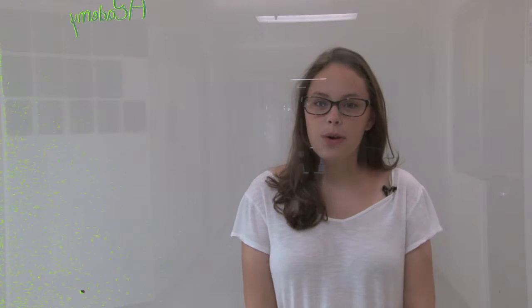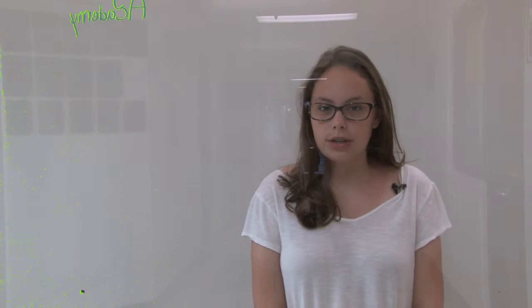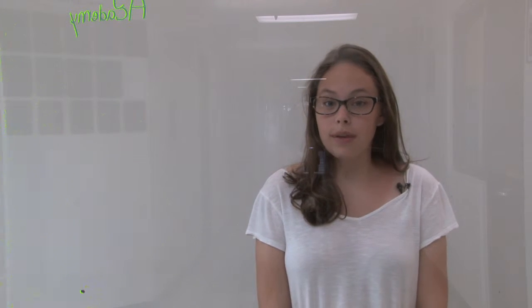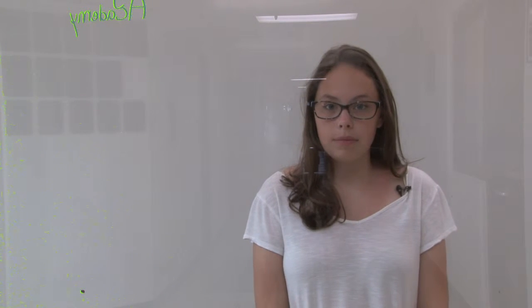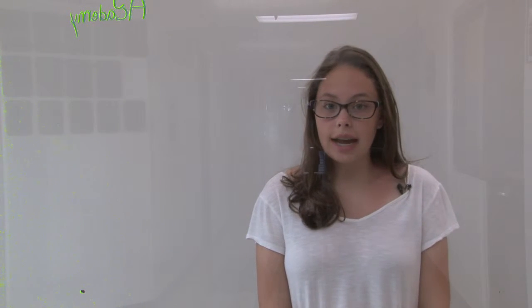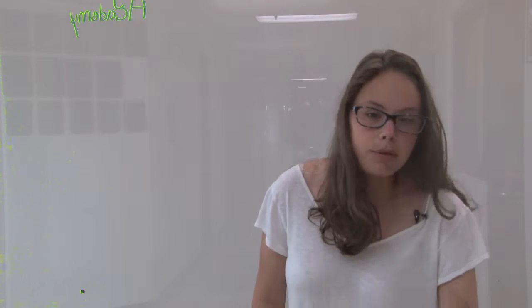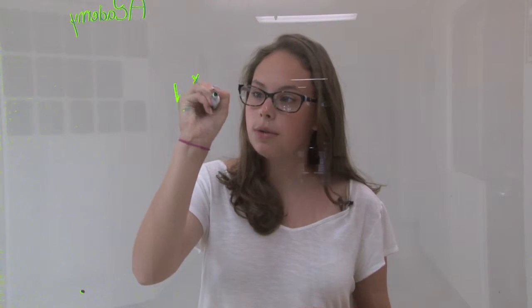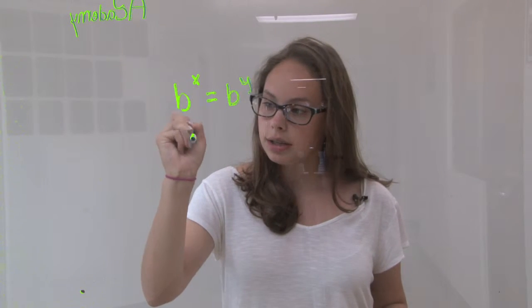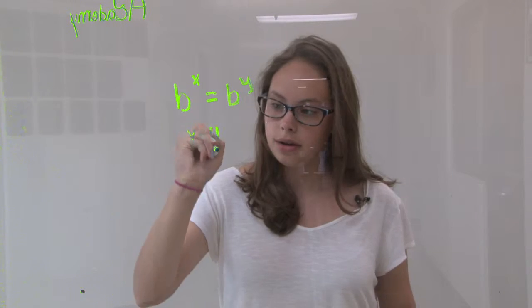So a quick review. What exactly is an exponential equation? An exponential equation is one in which the variable exists in the exponent. For solving an equation with a common base, you make sure both sides have the common base and then use the following property to solve. If b to the x equals b to the y, then x equals y.